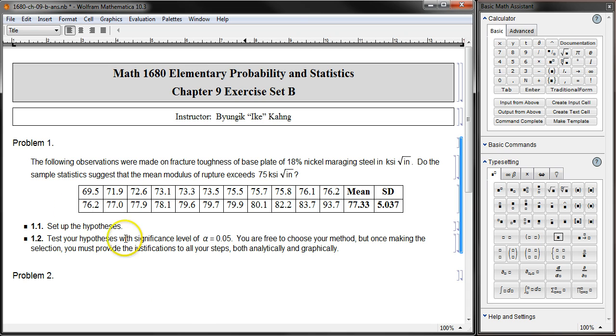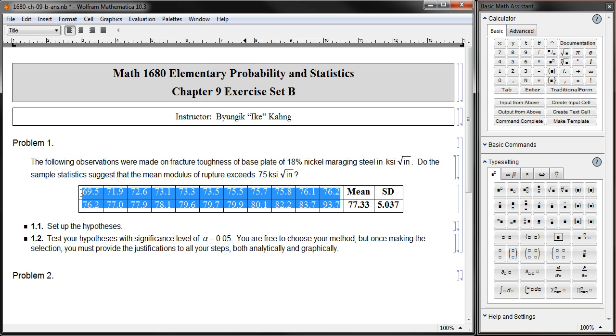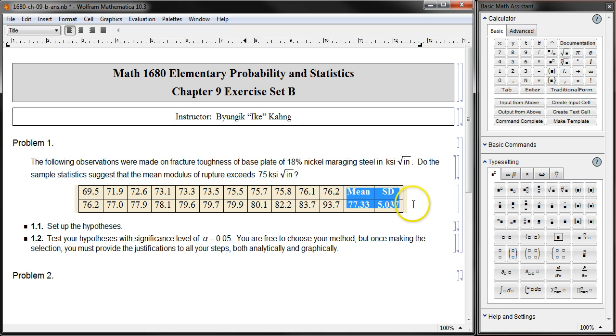We have 22 measurements, and using these 22 measurements you can find out the sample mean and sample standard deviation. They're here. Now let's set up the hypothesis. What is the null hypothesis? Mu0 value should not come from the sample, and it's right here, 75. So that's mu0. That will give you the null hypothesis.